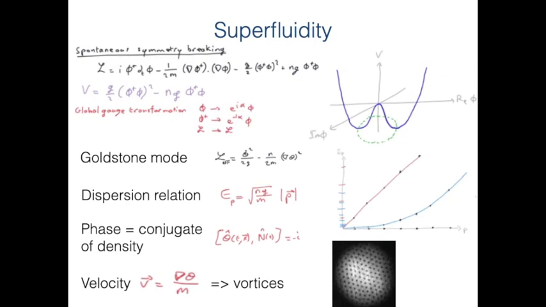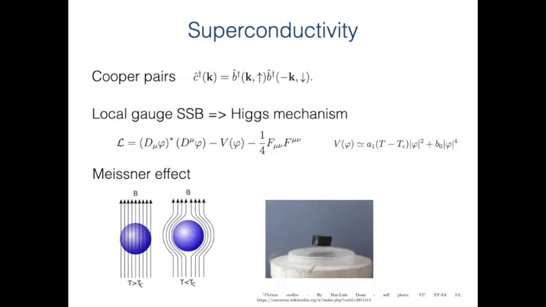We also saw that the phase is a conjugate of the density, and that's an important relationship for condensed matter. And we saw that the velocity can be expressed as a gradient of the phase in the superfluid, at least in the Goldstone mode, and that leads to vortices when we try to rotate the superfluid.